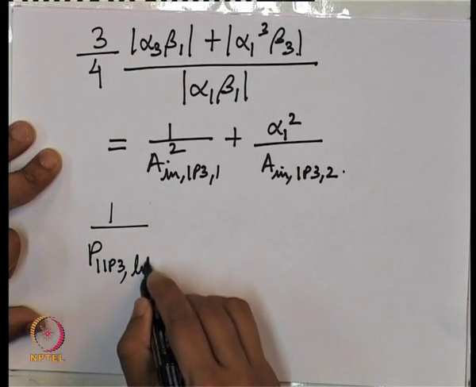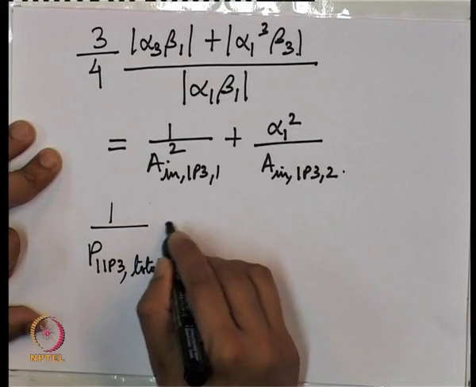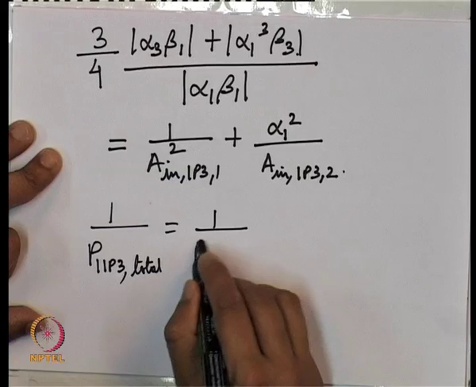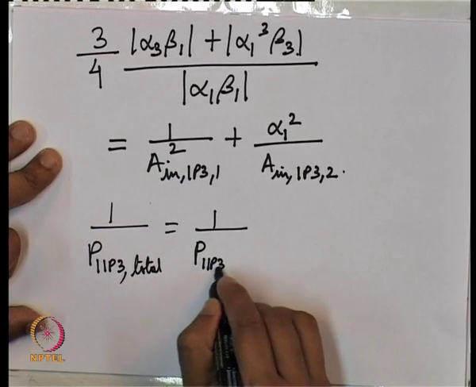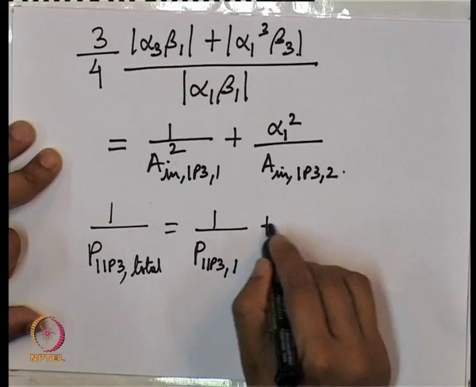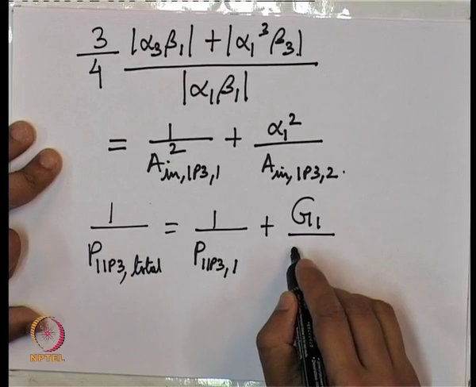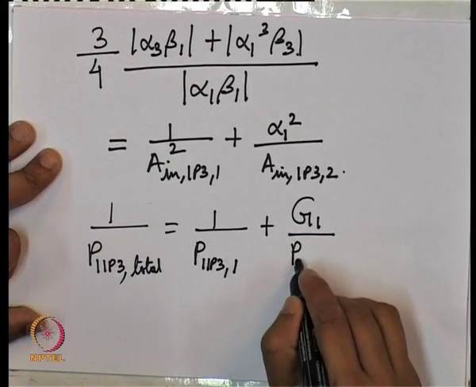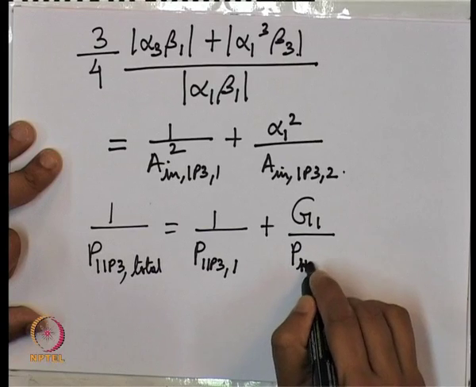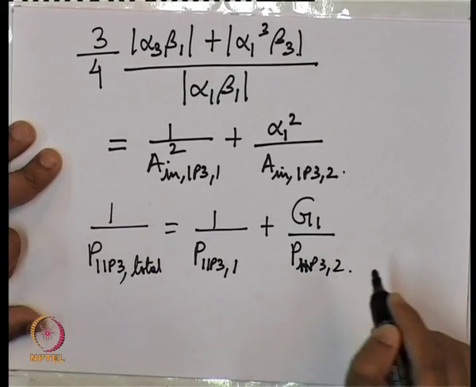total is equal to 1 over the input intercept point of the first stage, multiplied by the gain of the first stage over the IIP3 of the second stage.